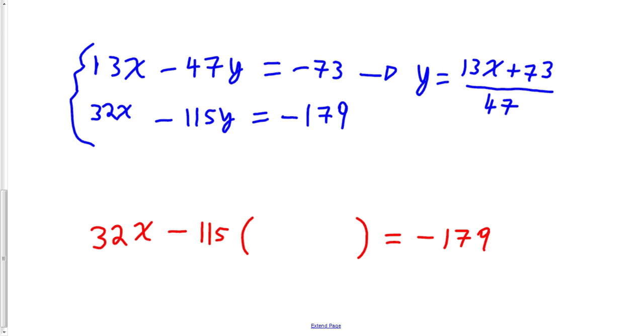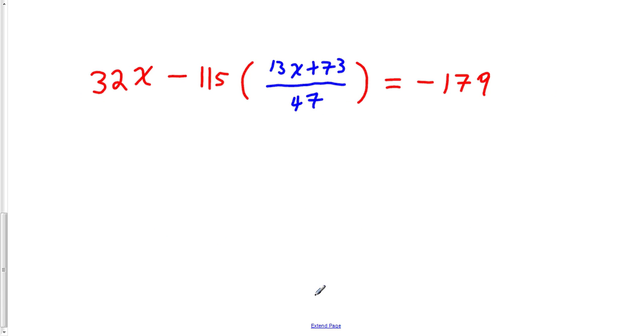So the expression that I have for y was 13x plus 73 over 47. So now I have this equation here, and this equation only involves x. I can solve this equation for x. Let's see what I'll do here. I'll have 32x. I'm going to distribute this negative 115 and this divided by 47 to both of these terms.